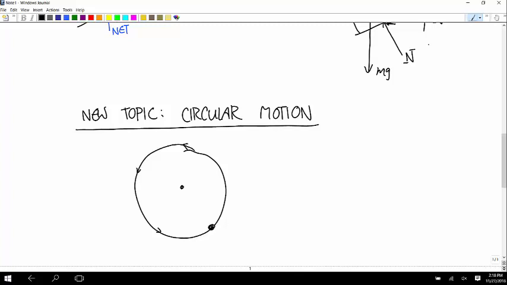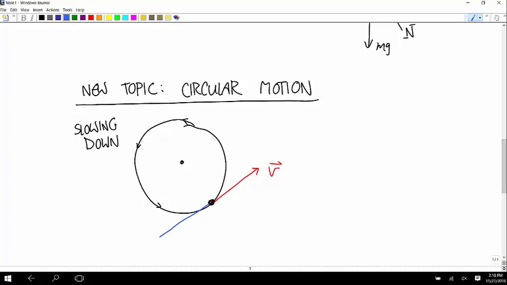So if you have an object that's moving along a circular path, let's say it's here, and let's say it's slowing down. What do we know about this motion? Well, the velocity vector is this way. If it's slowing down, then the parallel part of the acceleration is opposite the velocity. It's turning this way, so the perpendicular acceleration is this way, and it's always right toward the center.